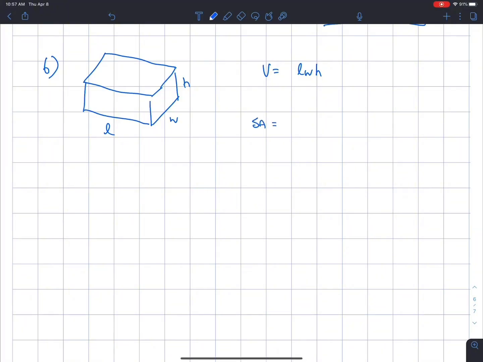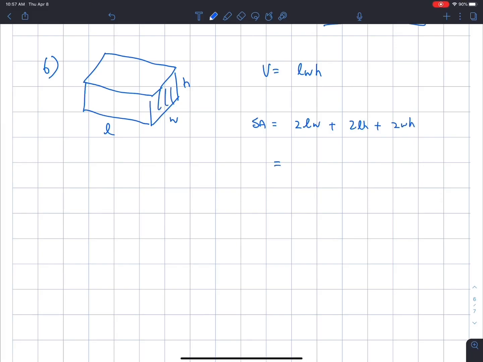Surface area, we also have a formula. It will be the top and bottom. So the bottom is L times W, or the top is L times W, right? And then we just times it by 2, plus the front and back. So front is going to be L times H, and then we times it by 2 because it's front and back. And then finally, I also have left and right. The right piece is just W times H, and then we times it by 2.